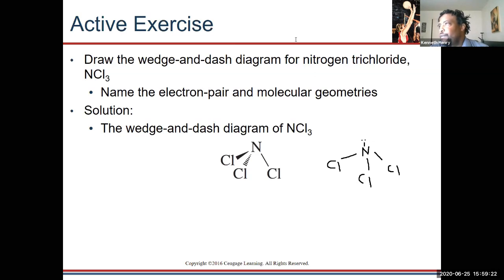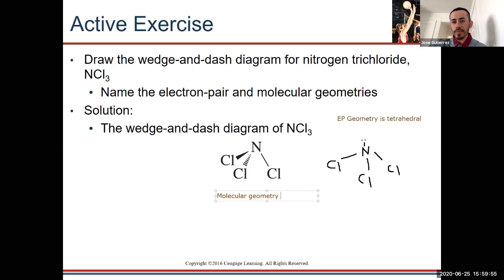So your EP geometry is tetrahedral. Now, what is our molecular geometry? Trigonal. Trigonal what? Trigonal pyramidal. There you go. Thank you. Yes. Pyramidal.